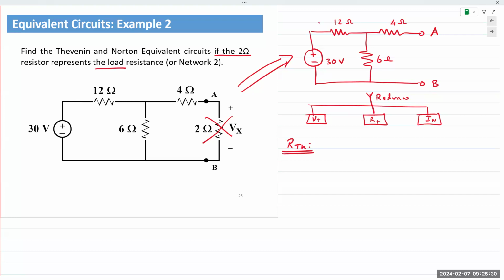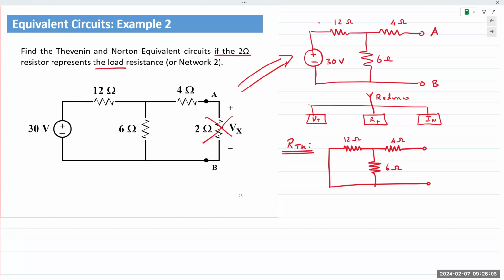For RTH, we reduce all independent sources to 0 and then find the REQ between our terminals of analysis. In this case, we have a voltage source. So I'm going to short out the circuit where the voltage source was connected. I remove the voltage source and replace it with a short circuit.